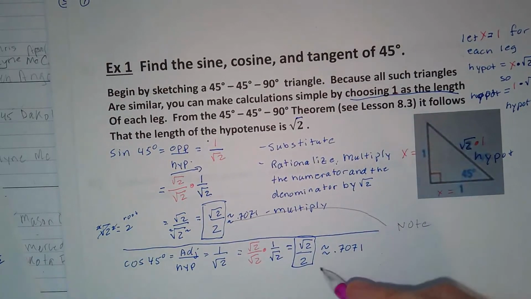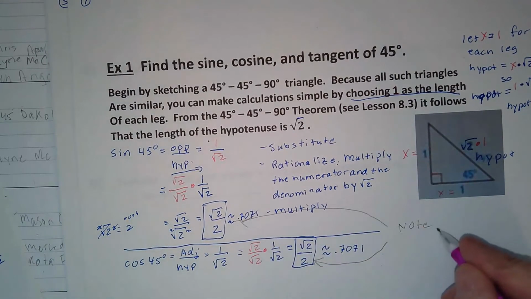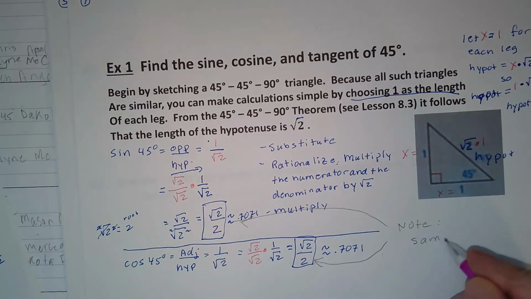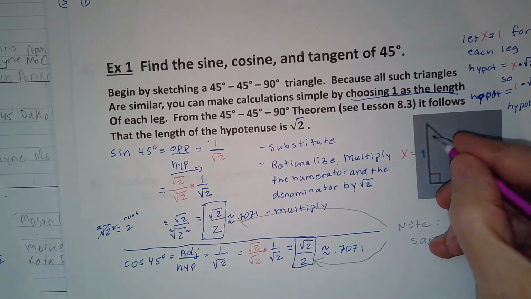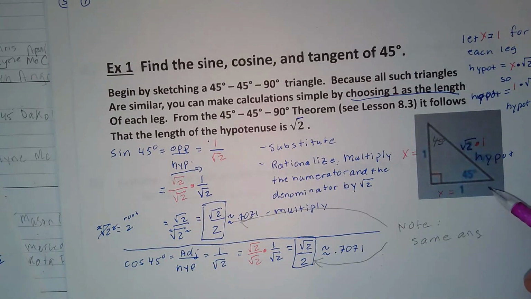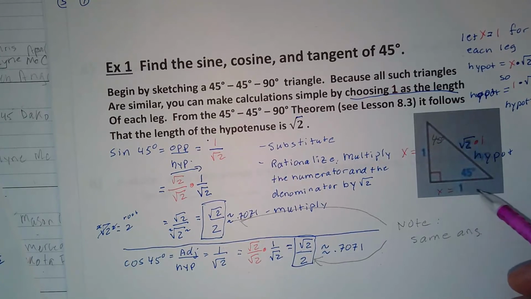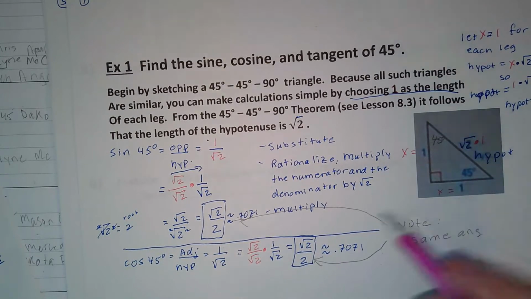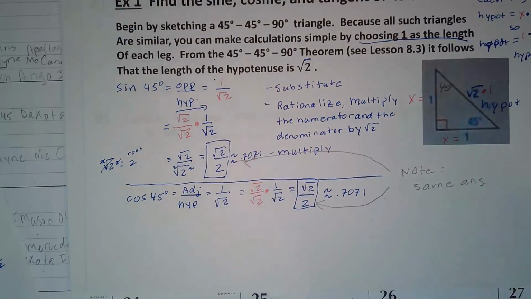All right? So the big thing I want you to note is here and here you have the same answer for sine and cosine. Now why would that be? Well, look at it. You have a 45 degree angle up here because this is a 45, 45, 90 triangle. The legs are both the same. So if the legs are the same and the adjacent angle for each of these is the same, you're going to get the same result. Okay? All right. So the last one we're going to do is the tangent of 45 degrees.